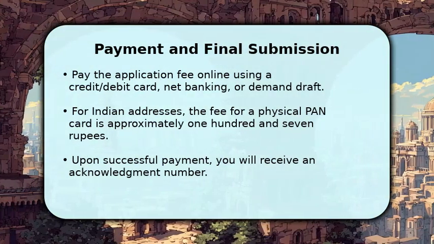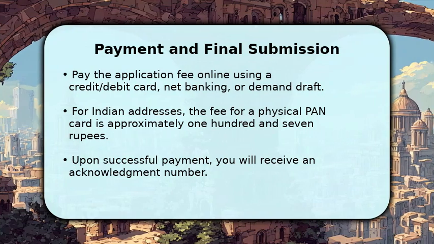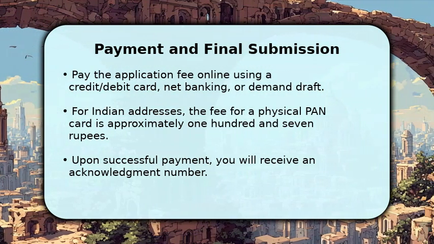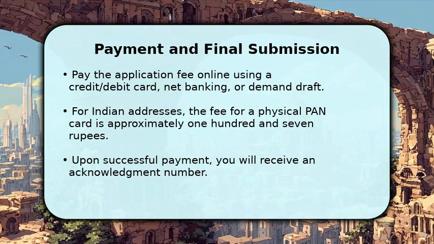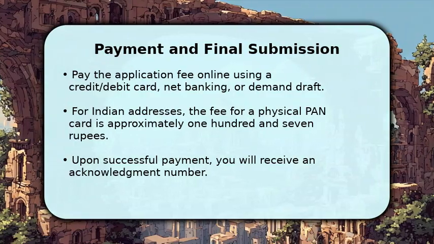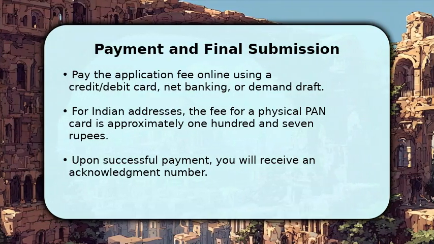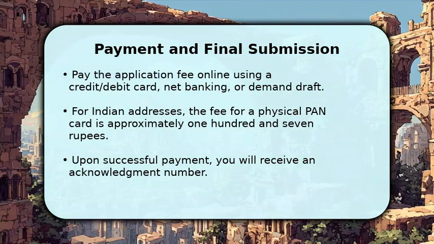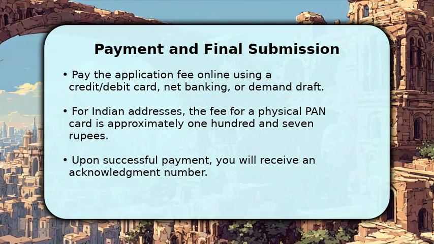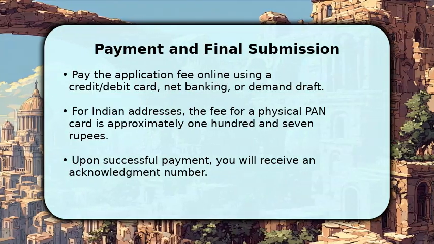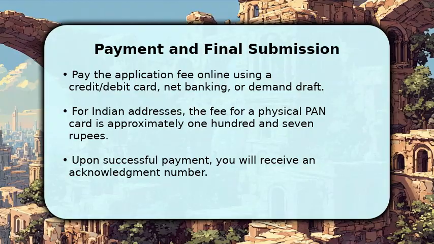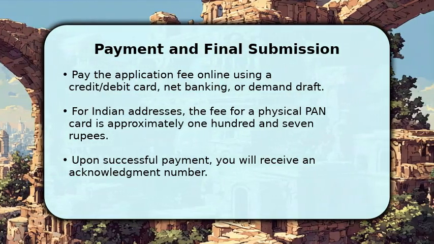After completing the form and uploading documents, you'll proceed to pay the application fee. For a physical PAN card delivered to an Indian address, this fee is typically around 107 rupees, inclusive of taxes. Payment can be made conveniently via credit or debit card, net banking, or a demand draft. Once your payment is successful, you will receive an acknowledgement number. Remember to save this number, as it's essential for tracking your application status and for sending physical documents if that submission method was selected.